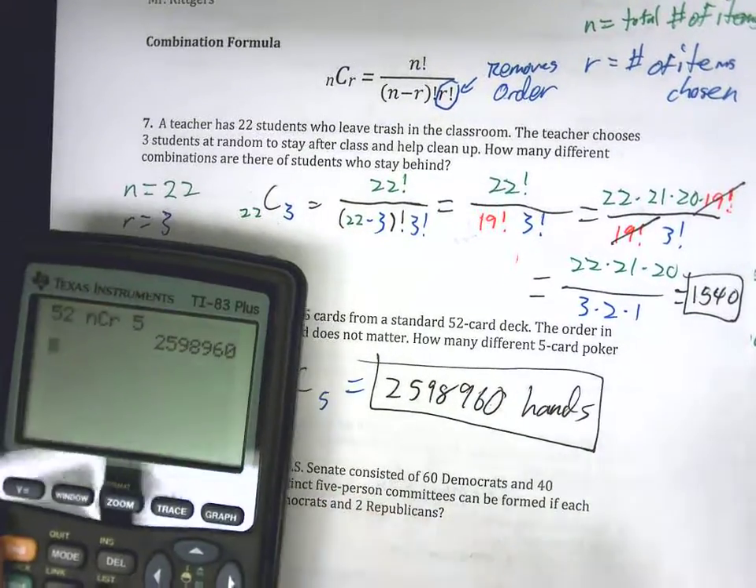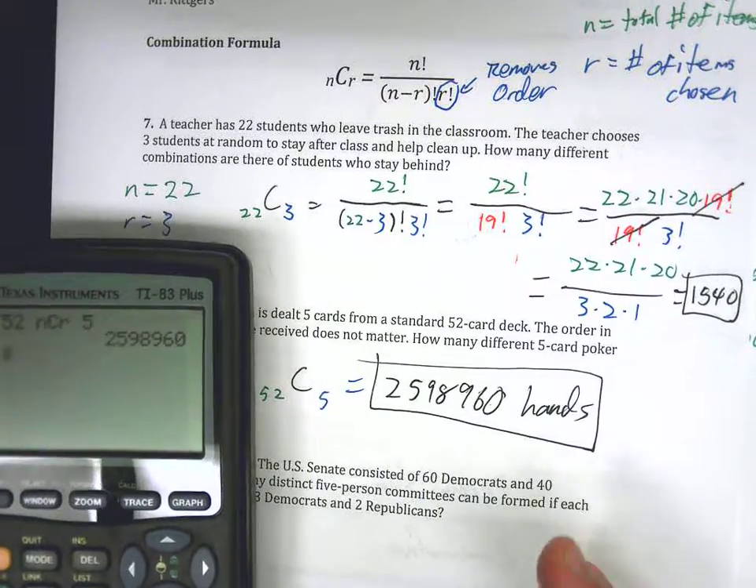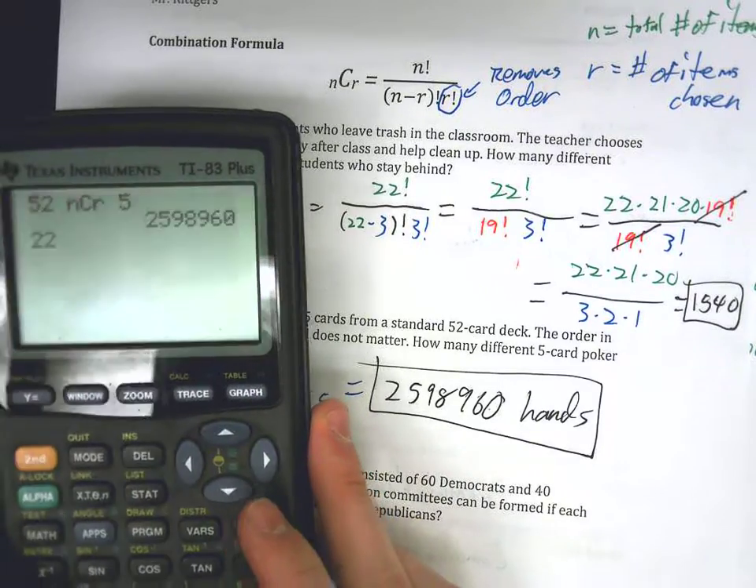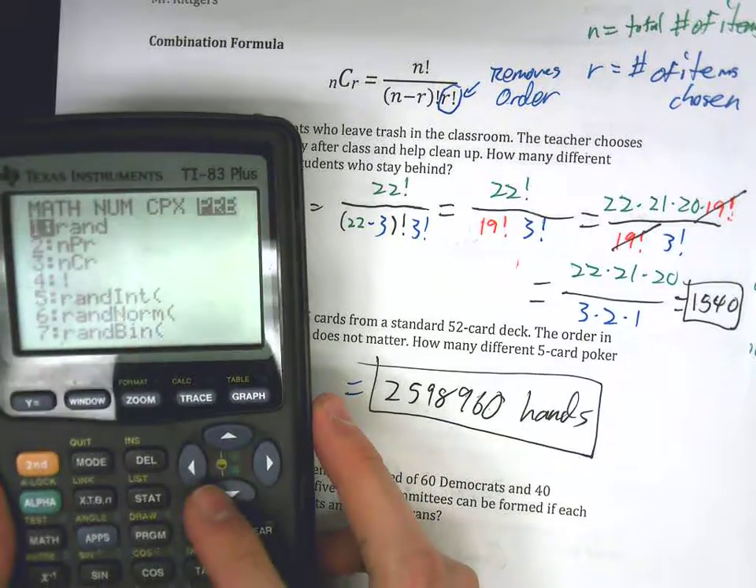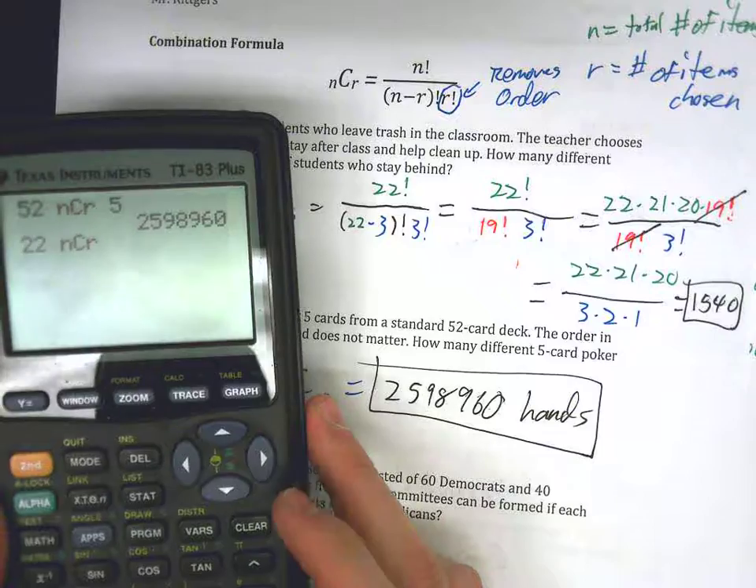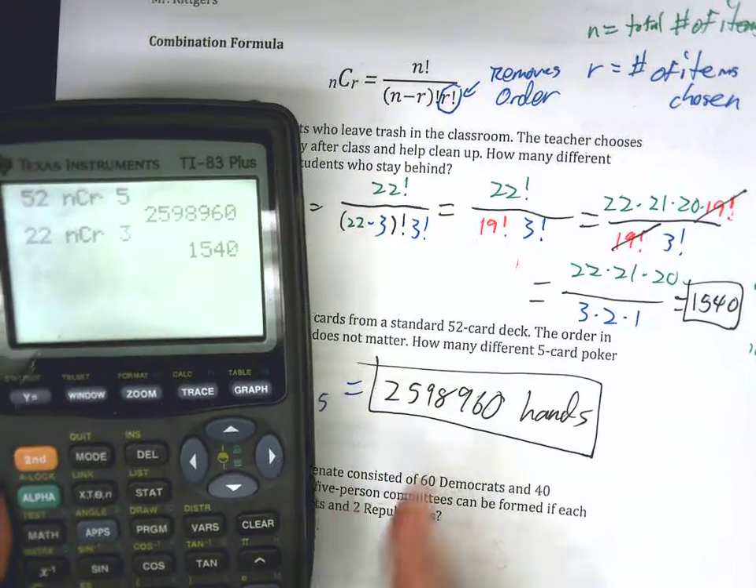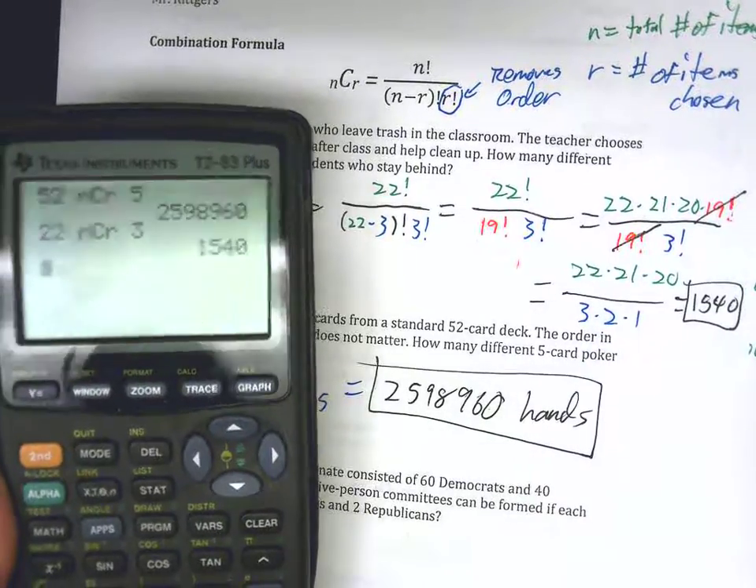Just to show you that this does come out with the same answer as if you had expanded it out, let's look at the previous one, that 22C3. So I'm going to put 22, go over to math, PRB, NCR. So 22 NCR 3, if I hit enter, it's going to come out to be that same 1540 that I found from expanding it out.